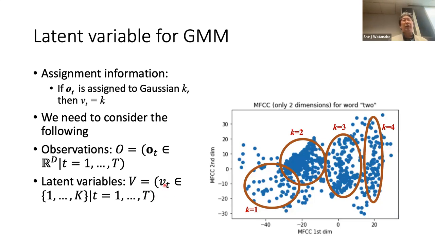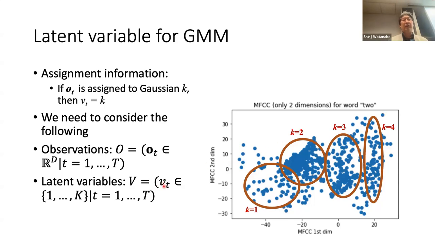It is represented by this kind of sequence. This sequence includes all the speech features from 1 to T. And then this one maybe belongs to K equals 1, maybe K equals 2, K equals 3, K equals 4. We are not sure.